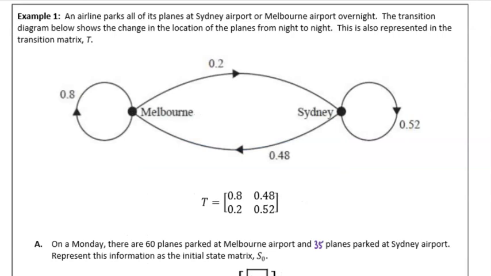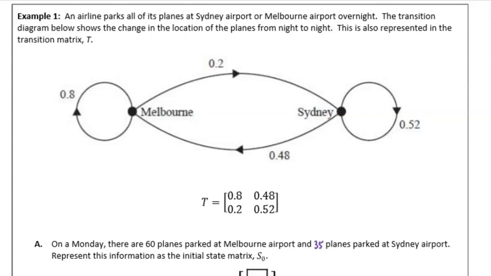So our first example here, we have an airline parks all of its planes at Sydney Airport or Melbourne Airport overnight. And the transition diagram below shows the change in location of these planes from night to night. It's also represented in the matrix T, so we're given it in both formats.